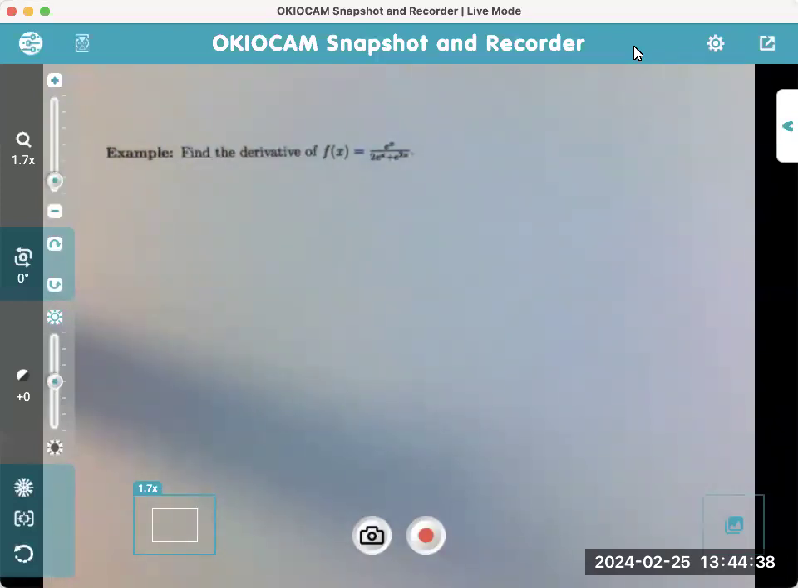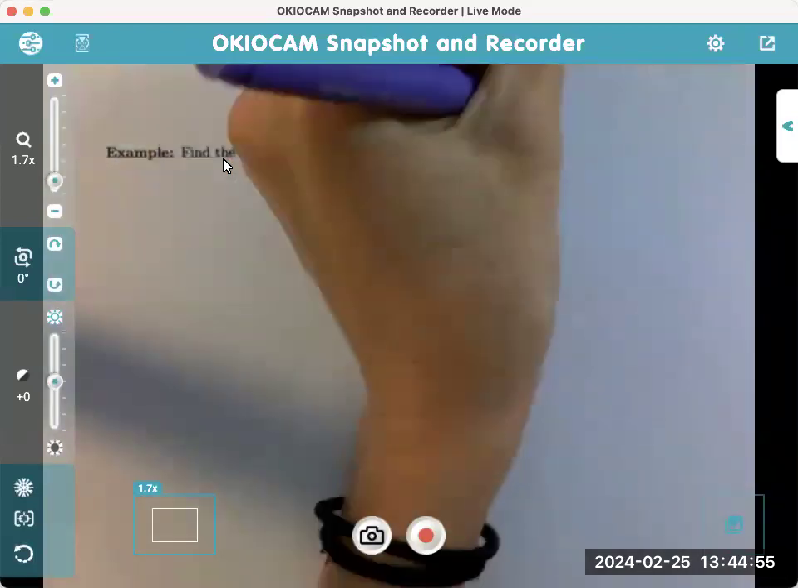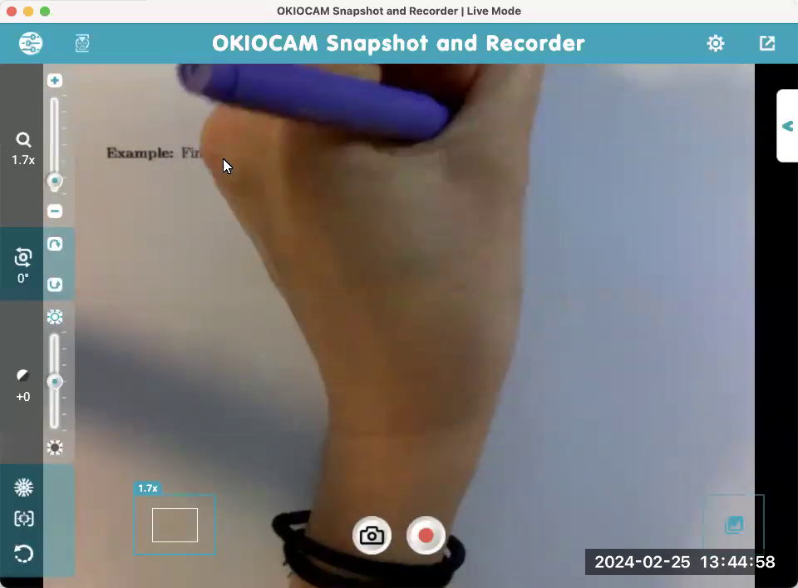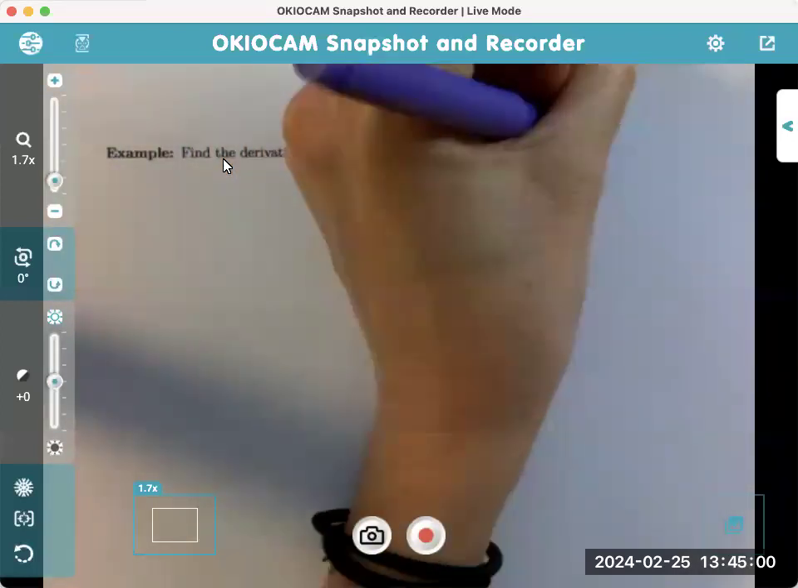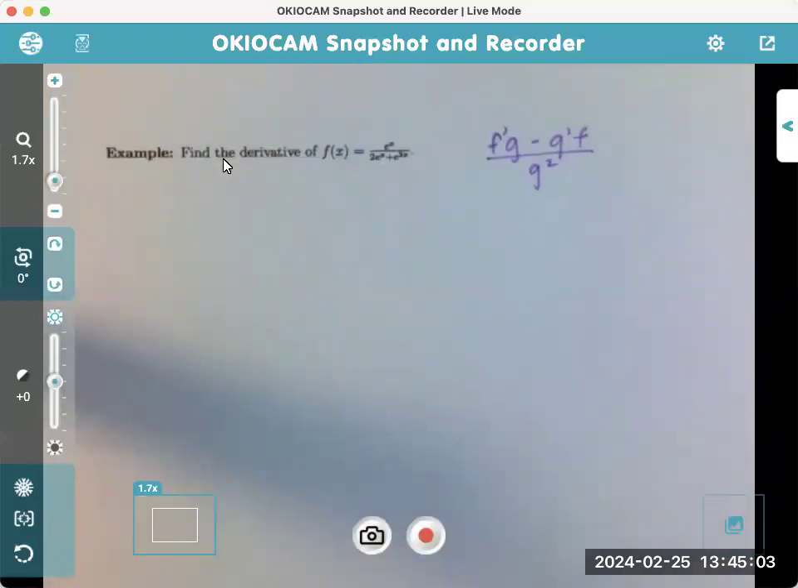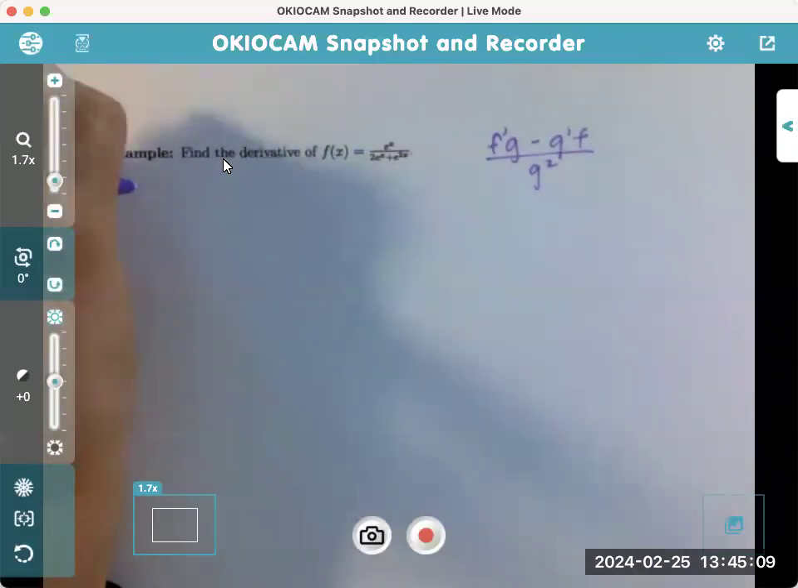Okay, find the derivative of f of x equals e to the x divided by e to the x plus e to the 2x. This is a quotient rule. So quotient rule says that it's going to be f prime g minus g prime f all over g squared. So we need those pieces. So f is the numerator, of course, so that's e to the x. G is that big denominator, so 2e to the x plus e to the 2x.